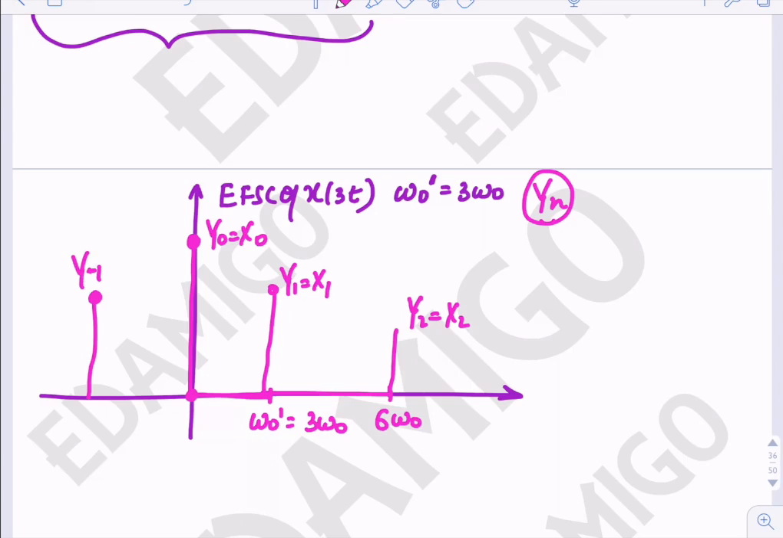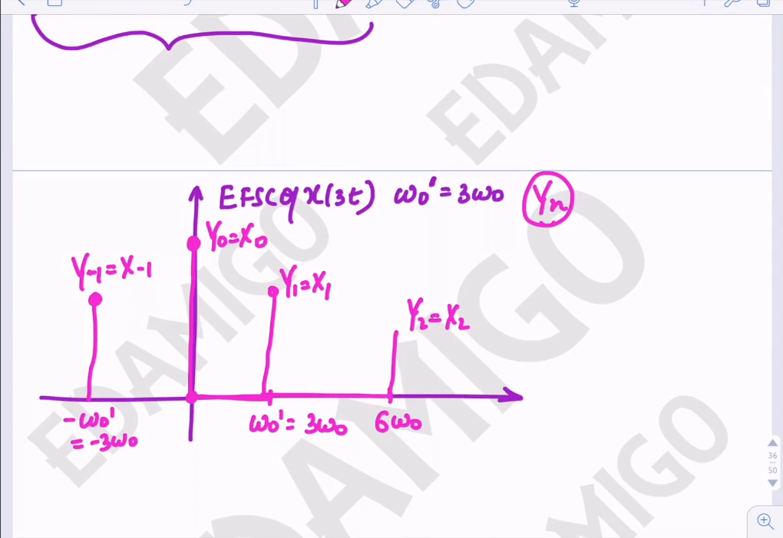Here we will have y of minus 1 at minus omega naught dash, that is minus 3 omega naught, equal to x of minus 1. The plot is different, the values are exactly similar. Why is the plot different? Because the fundamental frequency is different in case of x of 3t. Now this is very important.